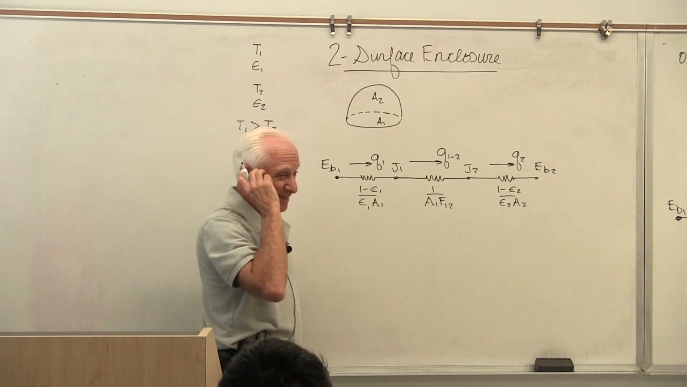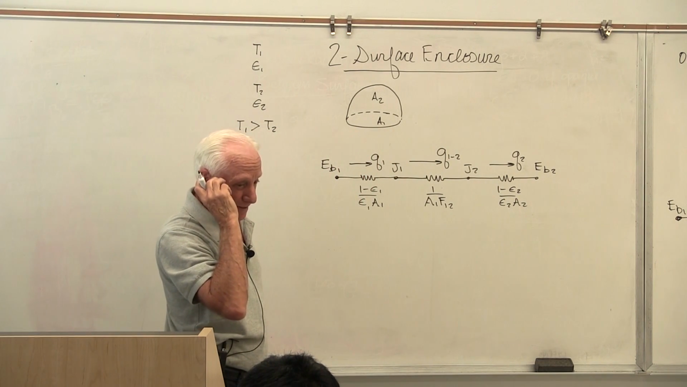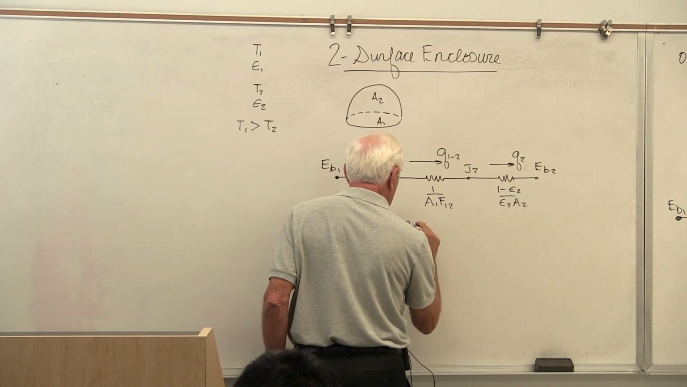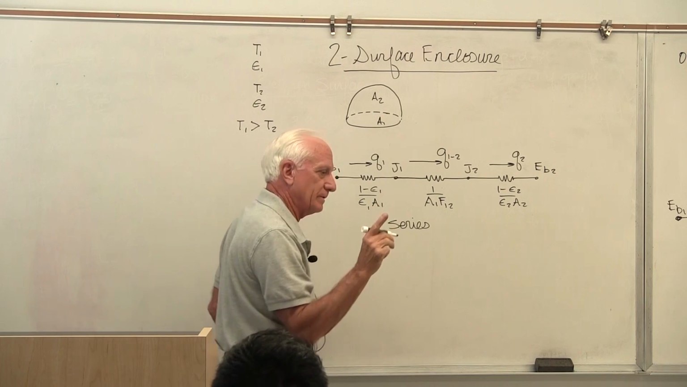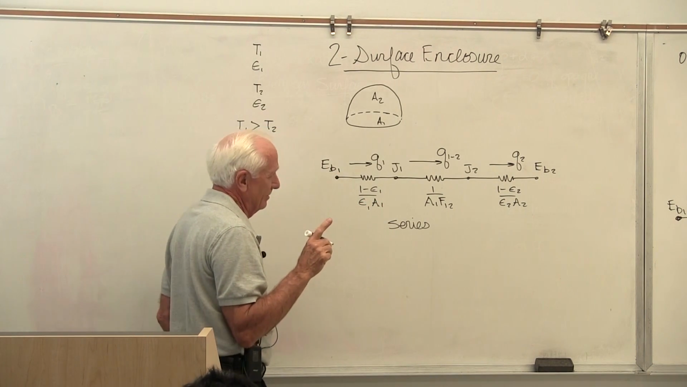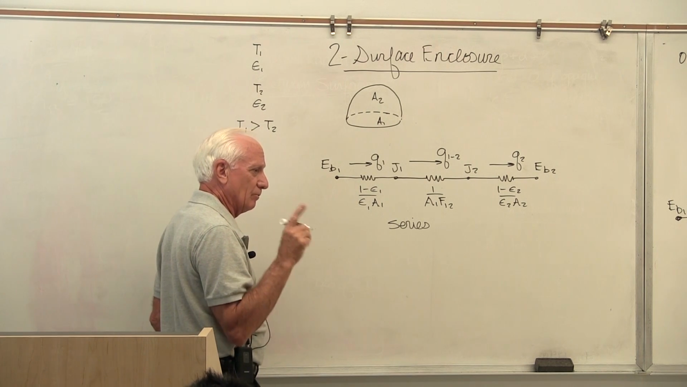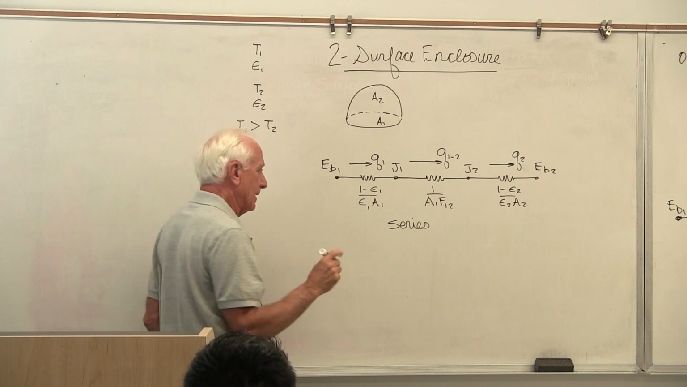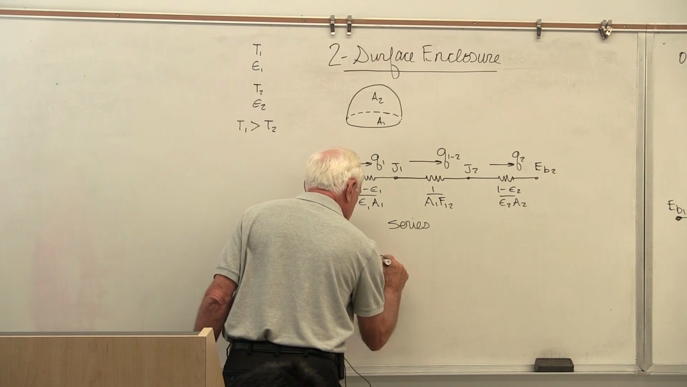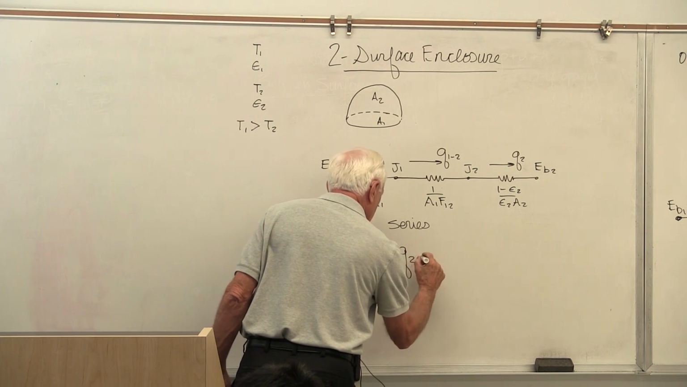So I say, you know what? This two-surface enclosure, this is in series. Okay, right, this is a series connection. If it's in series, here's how I find the heat flow Q. And by the way, since it's in series, I know that Q1 equals Q2 equals Q1-2. So Q1 equals Q1-2 equals Q2.